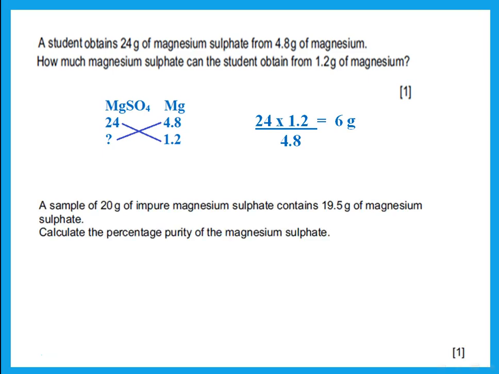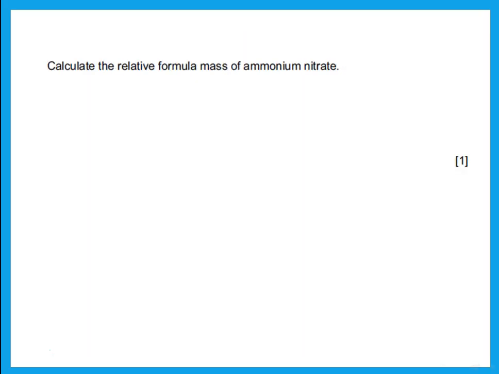A sample of 20 grams of impure magnesium sulfate contains 19.5 grams of magnesium sulfate. Again, here he's saying calculate percentage purity, but we're going to put the mass of the pure magnesium sulfate over the total times 100, so it's 97.5% pure.